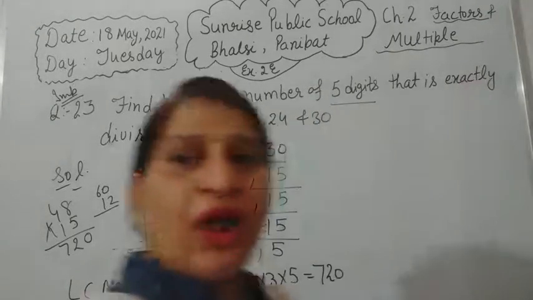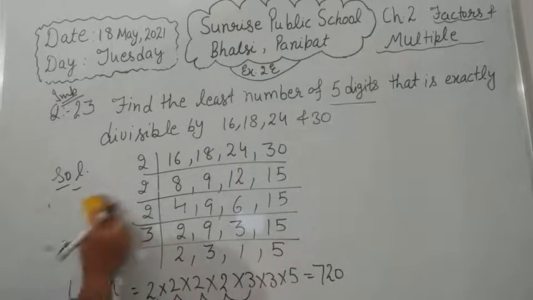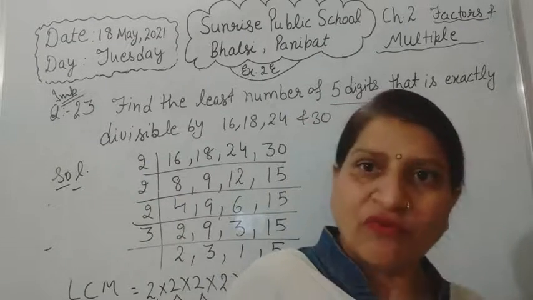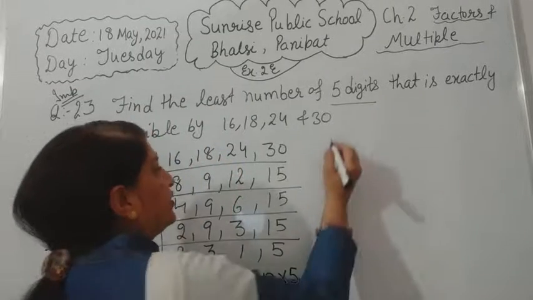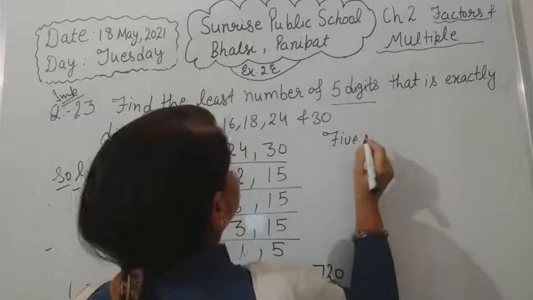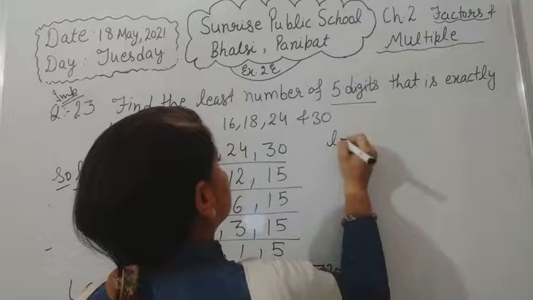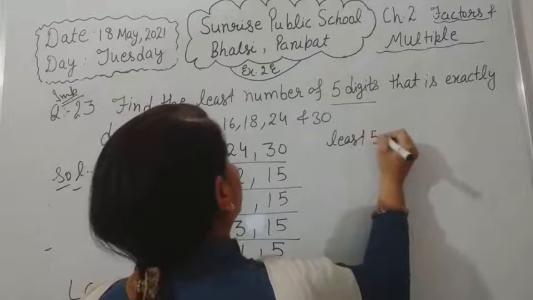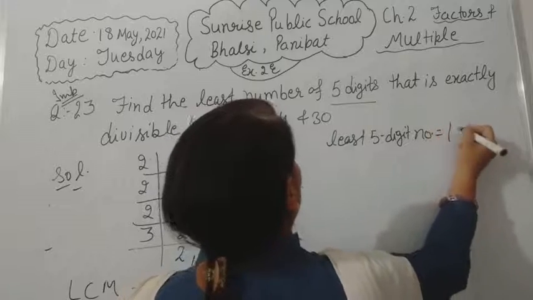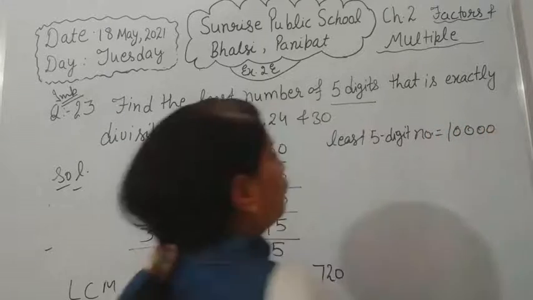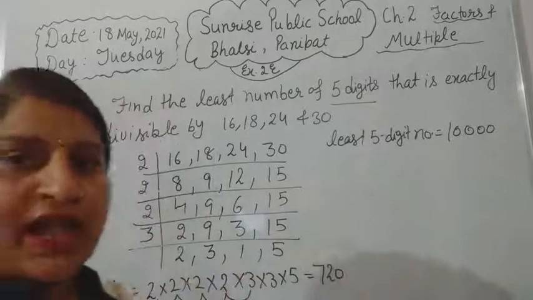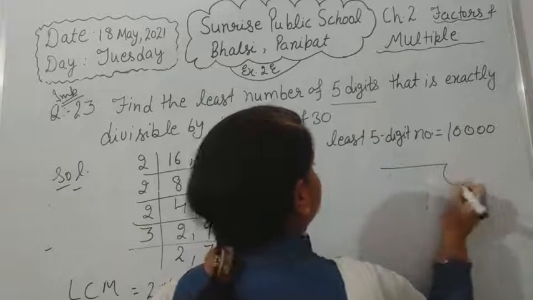Now what you have to find? We have to find the least 5 digit number. वो छोटे से छोटा 5 digit number. So first of all we write the least 5 digit number that is equal to 1 and after that 4 zeros, 10,000. Now we have to divide this number by the LCM.